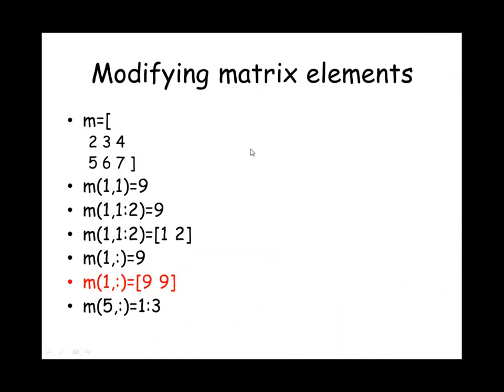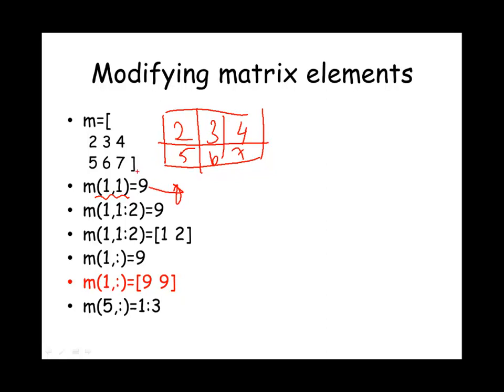In order to modify certain elements of a matrix, you would have your matrix variable on the left-hand side of an equal sign with appropriate indexing. In this example, we again have a matrix that has 2 rows and 3 columns. And in the first indexing example, we are referring to the first row and first column. So that's the top left corner, which contains number 2. And we are storing number 9 into it. So 2 will be replaced with 9.